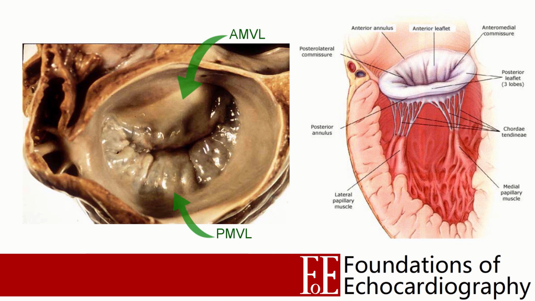The chordae can be divided into primary chordae which attach to the leaflet edges, and secondary chordae which attach to the rough zone, which is the ventricular surface just before the leaflet edge.